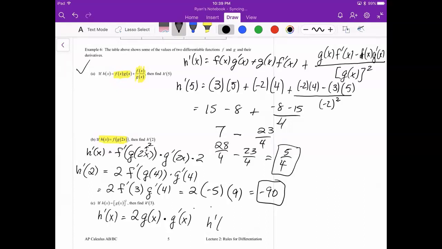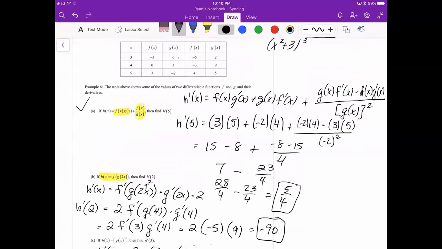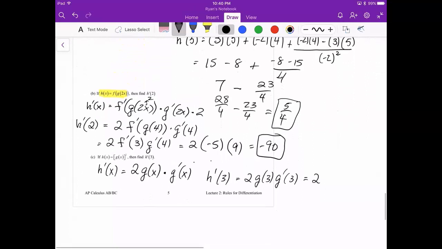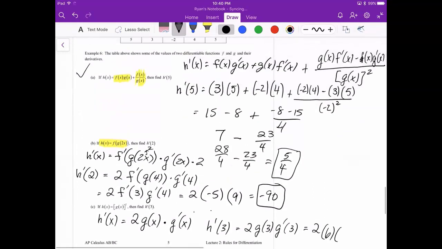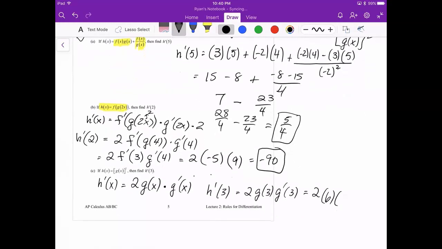Okay, so h prime of 3, I'm going to substitute in 3s, so 2 times g of 3 times g prime of 3, and if I go back up to the table, g of 3 and g prime of 3 are what I need. So g of 3 is 6, and g prime of 3 is 2, and so 2 times 6 times 2 is 24.